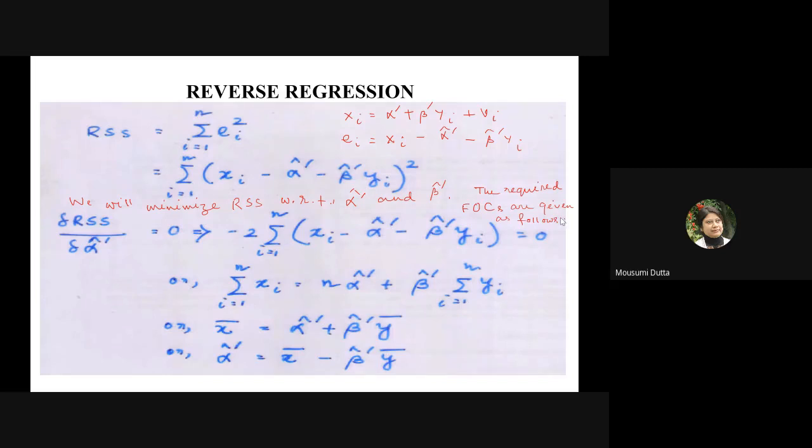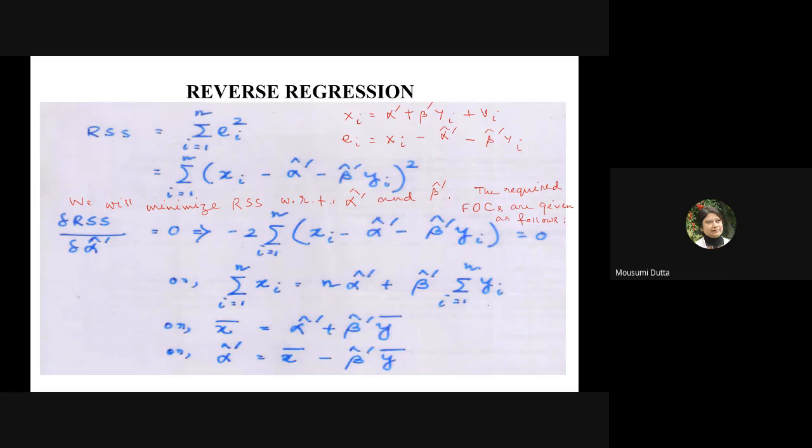Okay, del RSS by del alpha hat prime equals 0. From there, you know how to take the derivative. You did everything when we considered the regression of yi on xi, so we are following the same method. So del RSS by del alpha hat prime generates the value of alpha hat prime equal to x bar minus beta hat prime y bar. What was the value of alpha hat? That was y bar minus beta hat x bar. Here alpha hat prime is becoming x bar minus beta hat prime y bar. Any question regarding the derivation of the value of alpha hat prime, the intercept term here, in case of reverse regression? Is it okay to everyone?